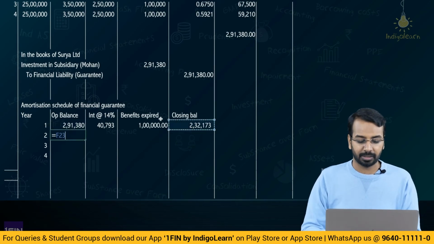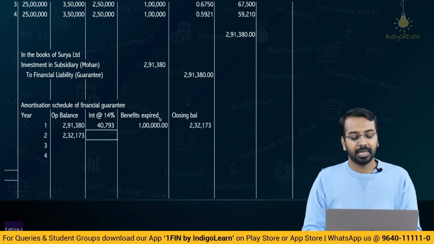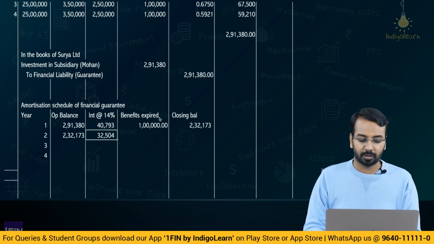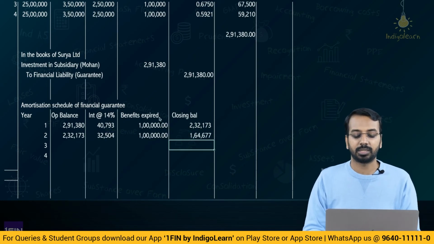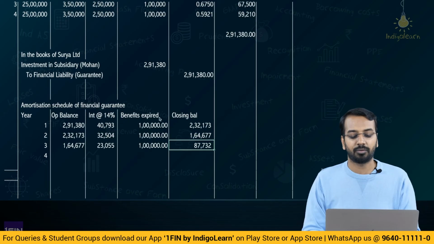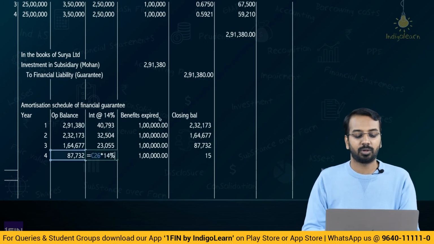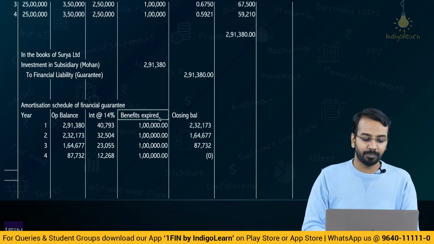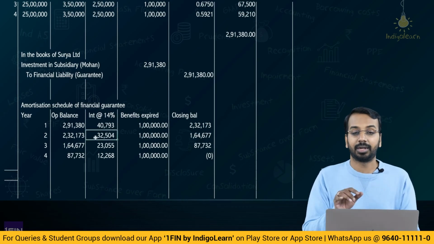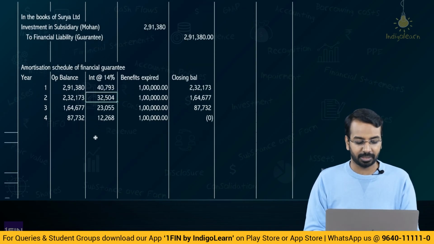291,380 plus 4793 minus 1 lakh, that is 232,173. Then you have opening balance 232,173, add interest at 14%, 32,504, benefit expired 1 lakh, 164,677. So, like this you have to prepare the amortization schedule for the guarantee, right? Closing balance is 15 because of rounding difference. So, let me just make it minus 15. So, you have interest income that the parent entity will recognize every year, right? This is the amortization schedule.